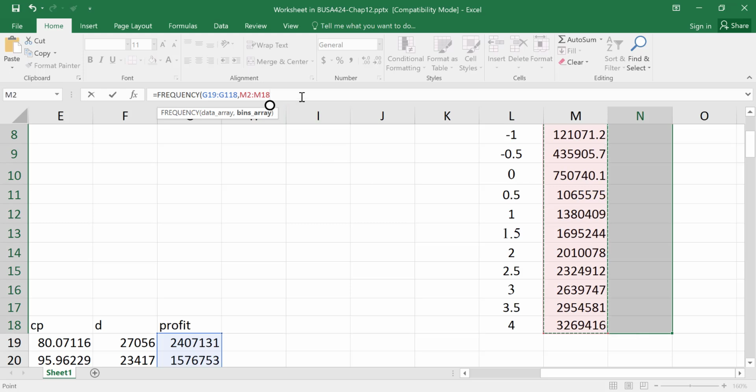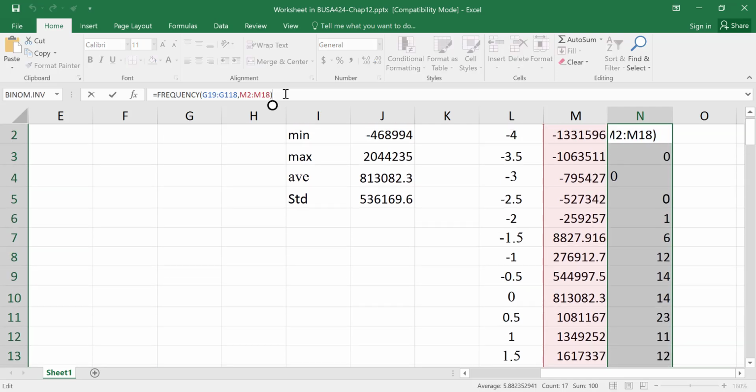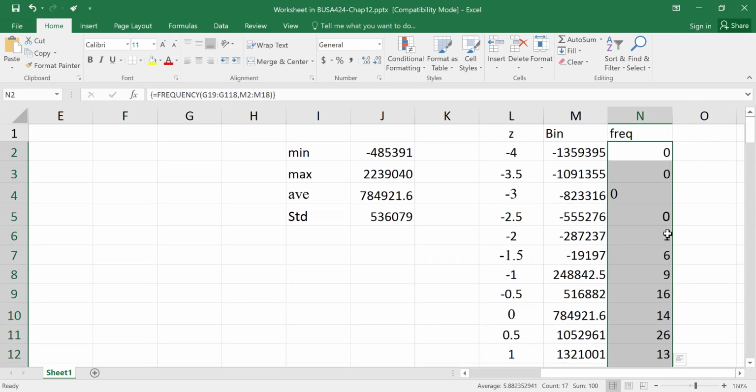Once you close the parentheses, you make sure that you press Control Shift Enter all at the same time. So you can see when you look at the equation, one more time, Control Shift Enter, and you can see there is a bracket. That means this function is being applied to this group of cells.